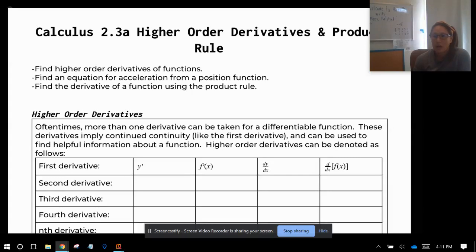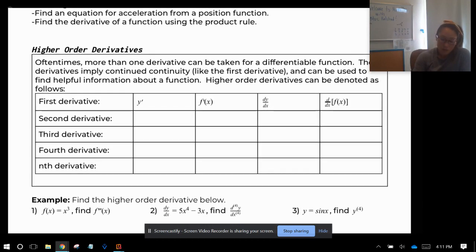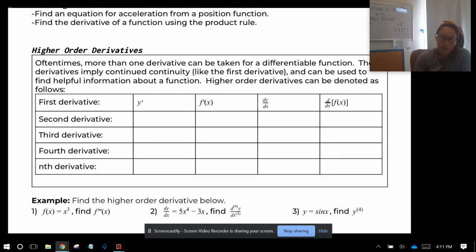Today we're looking at higher order derivatives and the product rule. In the next video, you'll look at the quotient rule. All right, so there's a lot of different ways to write a derivative. You've seen y prime, f prime of x, f prime, dy dx, or d dx of f of x, or d dx of the function.